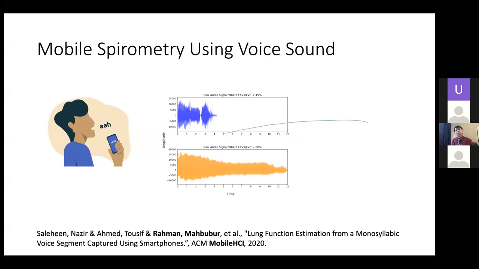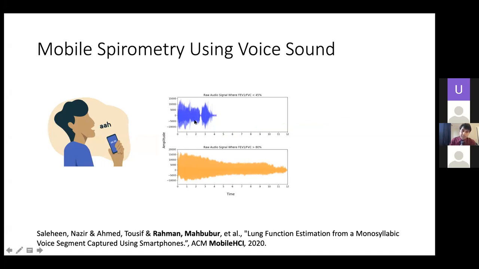But some patients may not have this luxury of forcing their breath because their condition is really bad, and it can further aggravate or flare up their condition. So they are not supposed to do it. But here, we can have an alternative. For example, they can just say a sound, and if they extend it as long as possible, then we can analyze the voice sound, and also analyze the duration.